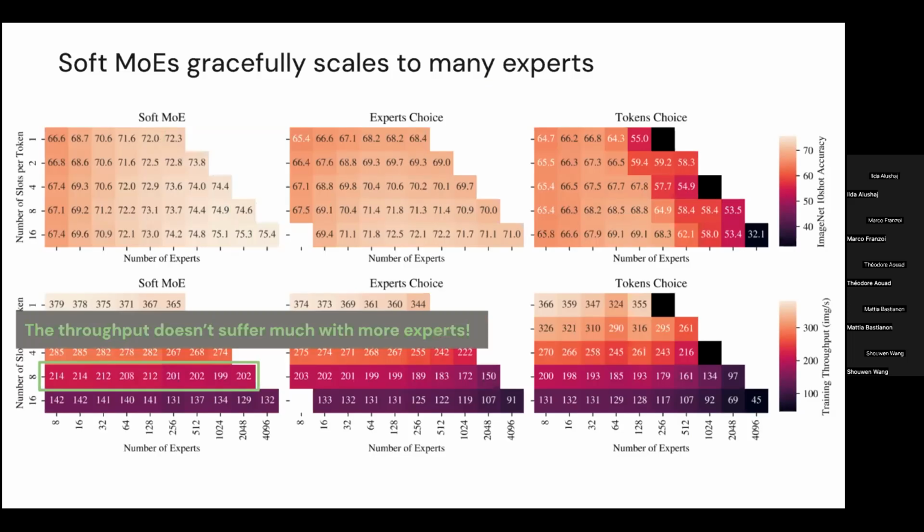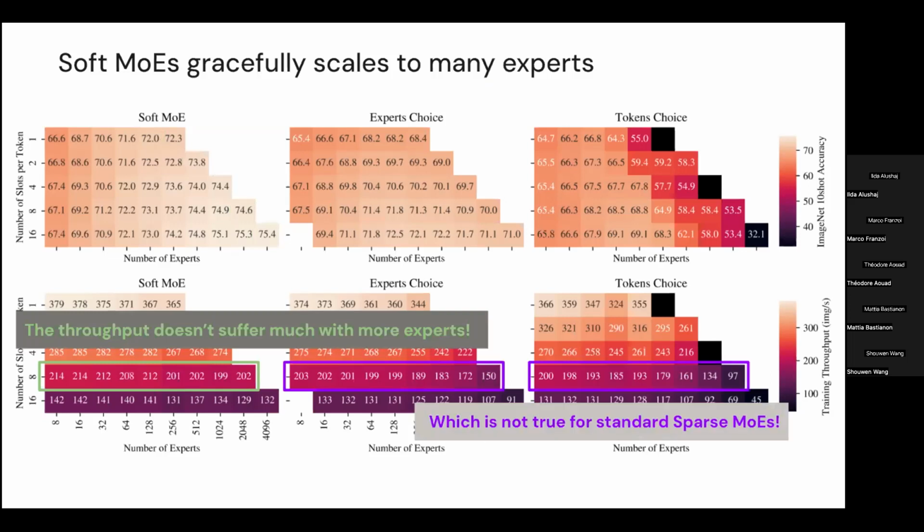We can also see that as we add more experts, we have only these dense operations, so throughput doesn't suffer too much. Whereas with the sparse case, your throughput does suffer more as you have to do these discrete assignments as you have more and more experts. So these are two really nice properties of the soft approach to mixture of experts models.